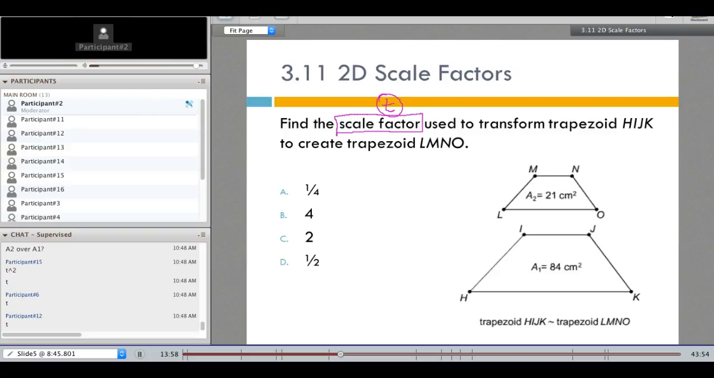So we're going to find t, or the scale factor, used to transform trapezoid HIJK to create trapezoid LMNO. So see there? They're telling you in this problem how you need to set it up, because we're going from this trapezoid, which is the bottom one, or the larger one, to LMNO, which is the smaller one. So let's think about this. We can actually cross some things out right now without doing a single thing. If we're going from a larger shape to a smaller shape, what kind of numbers are going to do that for us?